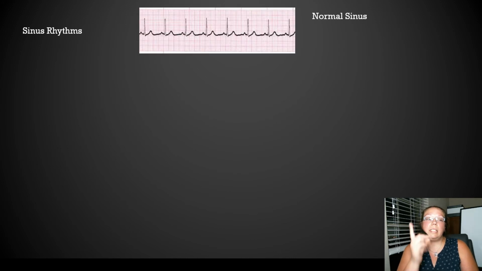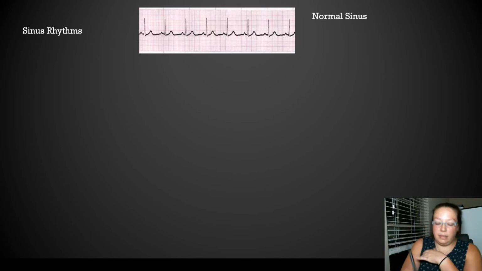All right. Now we're going to talk about our rhythms. We're going to review over our rhythms. So we have sinus rhythms. These are rhythms that are normal, that include our normal sinus. We got a P wave in there. You see our P wave? It's regular. First off, let's start at the beginning. It's regular. Each QRS, if we were to measure these out, have the same distance from each other.